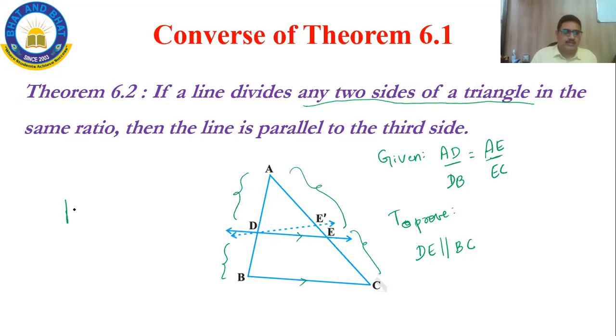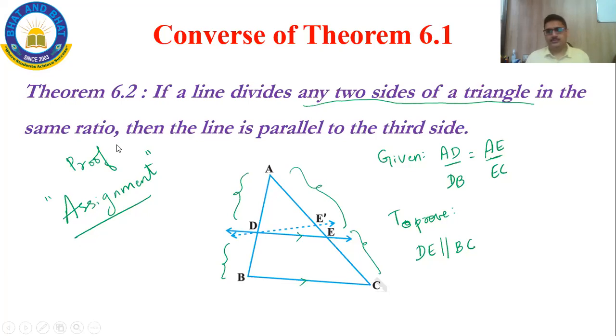So this I am giving you as an assignment. I want all of you to go through the proof of this converse, which is very easy and has very few steps. I would like you to make an independent study of this proof. So the proof of this theorem is given as an assignment to you. Make independent study. Any doubts you can ask me.